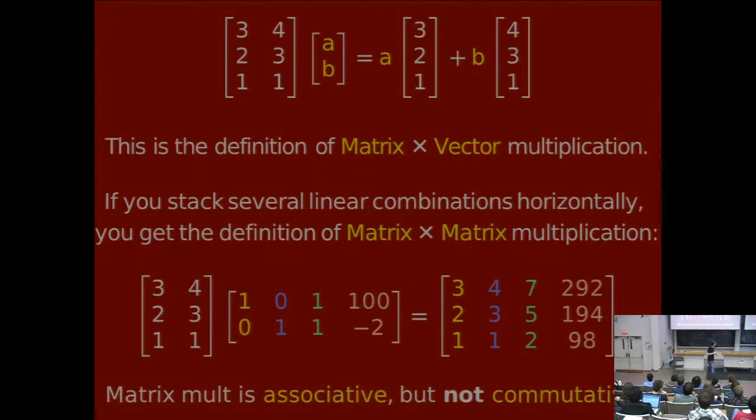I'll remark that multiplying matrices is associative. It doesn't matter where you put the parentheses, but it's not commutative. So multiplying matrices, you can't necessarily do it in the opposite order. In particular, the dimensions have to add up. You can't multiply this one on the left times this one.